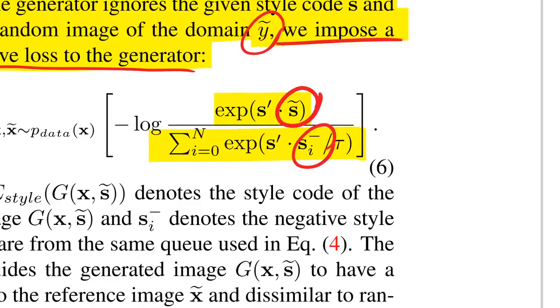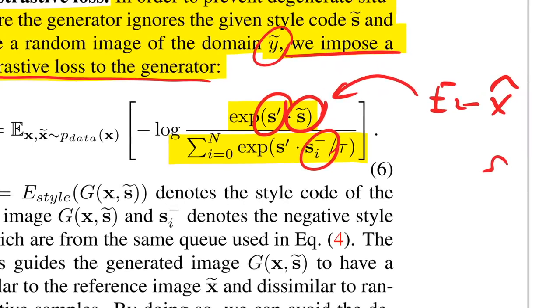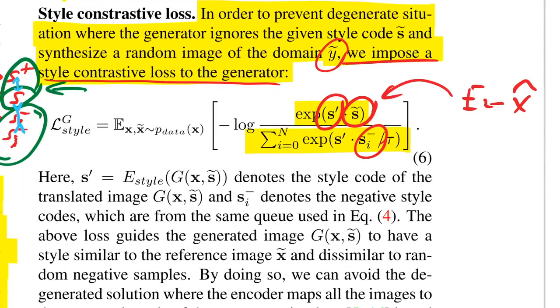Here, S tilde, that's going to be the style that you get from your reference image. So your reference image is going through the encoder, and that's going to give you this right here. Now, the question is, what is S prime here? Because before we simply had S, which was our source image style. Now, what is S prime here? S prime is going to be, it gets more complicated, yes.